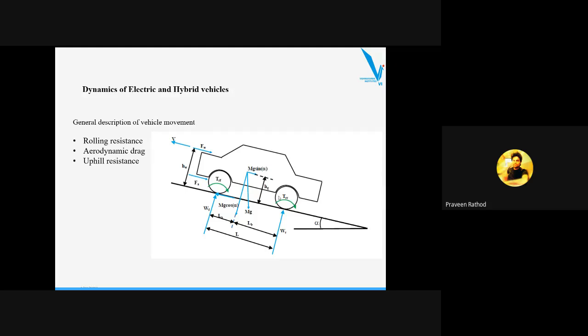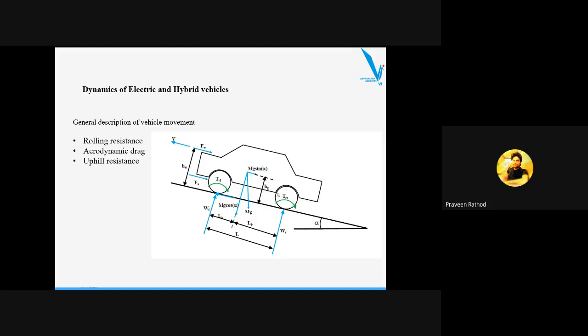It is one of the important terms, and many students think that rolling resistance is a frictional resistance. Can anybody tell me? No, it is not. Many of us are thinking that it is a frictional resistance, but it is not a frictional resistance.